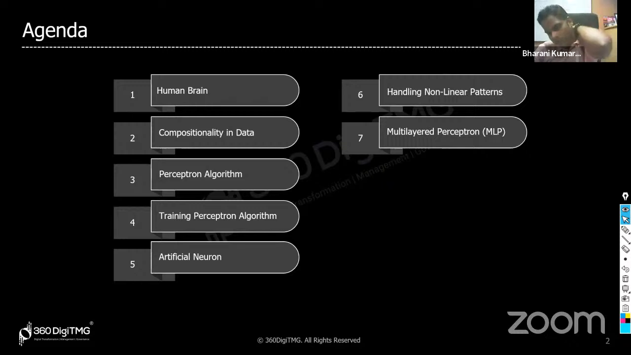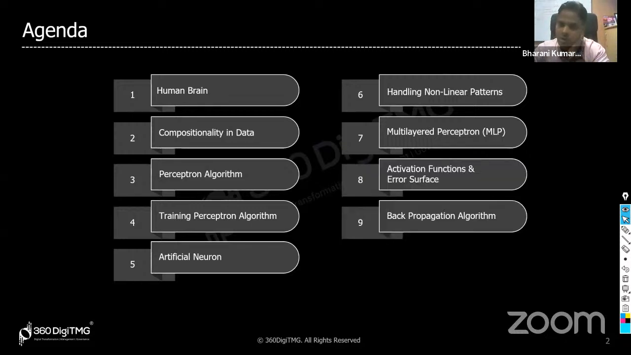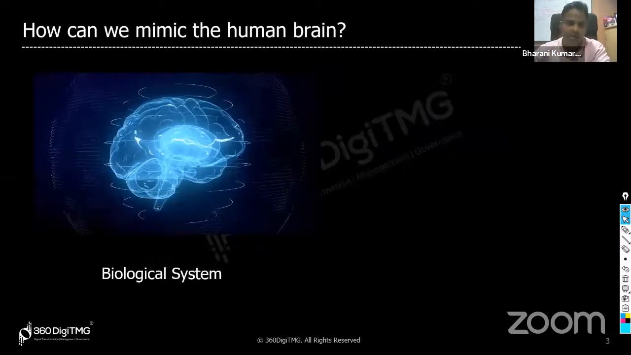Okay, we will also talk about multi-layered perceptron. What do we mean by activation functions? What are the error surfaces? How does the backpropagation algorithm work? How are the weights calculated when it comes to backpropagation algorithm? With this, I think the theory will be done, and we will get into the practical aspects. Of course, before practical aspects, there will be one more session on all the regularization techniques. Post that, we'll get into weight calculation.